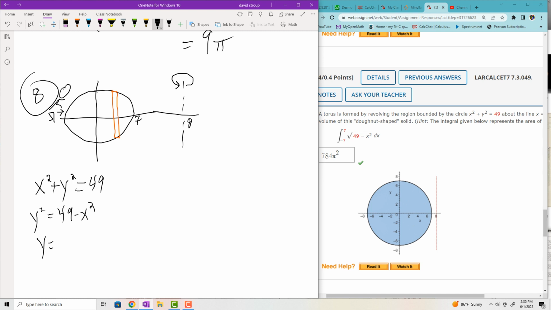And of course, y is plus or minus square root of 49 minus x squared. I'll just work with the positive portion, which is the upper hemisphere of the circle. Okay, it's this blue portion. Okay, great.